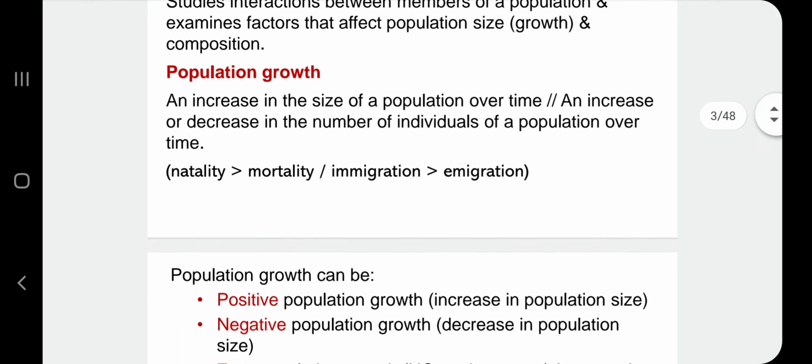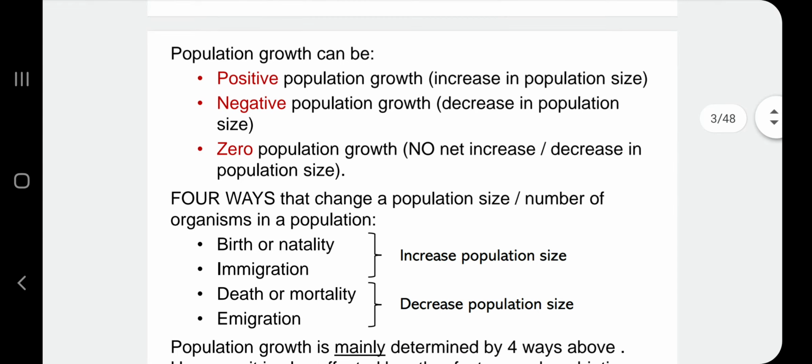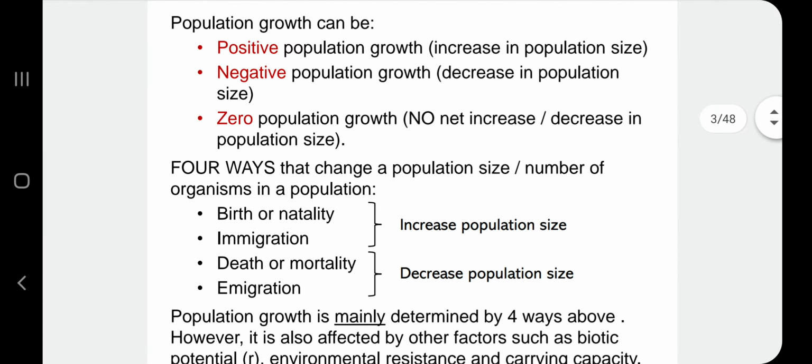Okay, let's move on. For population growth, it can be positive, negative or zero population growth. Positive population growth refers to an increase in population size. Negative population growth refers to a decrease in population size, and zero population growth refers to no net increase or decrease in population size. Maksudnya tidak ada pertambahan ataupun tidak ada pengurangan dalam satu-satu populasi.